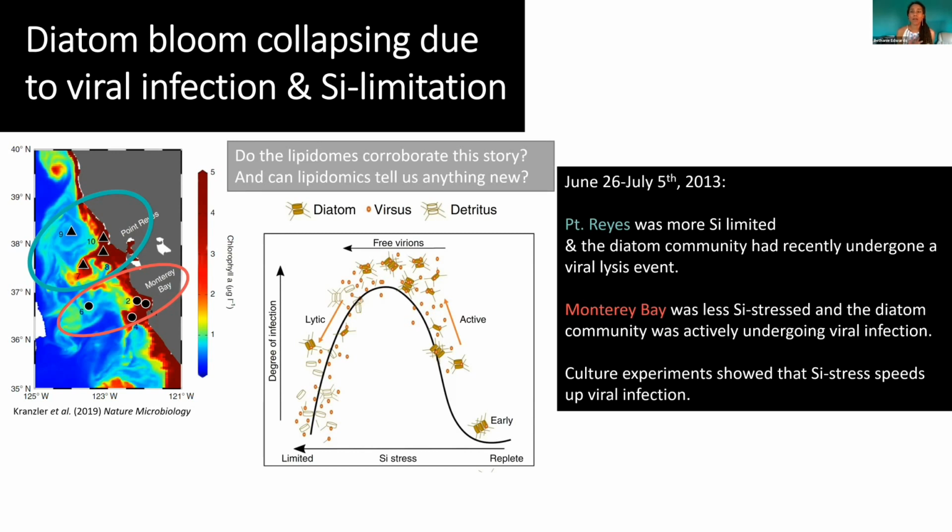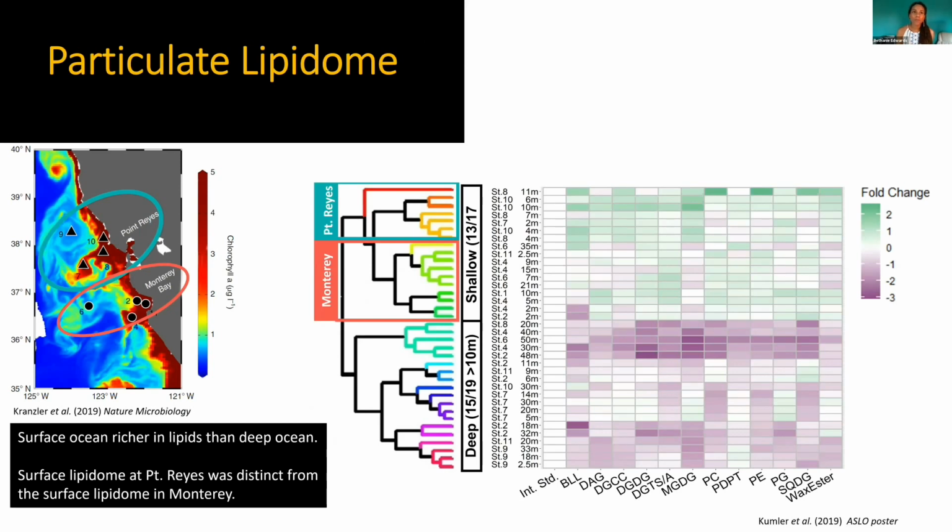I also sampled the dissolved lipidome and the particulate lipidome across this cruise track. So we can ask whether the lipidome corroborates this story, and can lipidomics tell us anything new about the system? Here's a look at the particulate lipidome, and it kind of does what we would expect it to do. Here we're looking at the relative abundance of these lipid classes across our samples, so station and depth. And we see that the shallow samples are much richer in lipids, which is what you would expect with biomass being concentrated in the surface ocean.